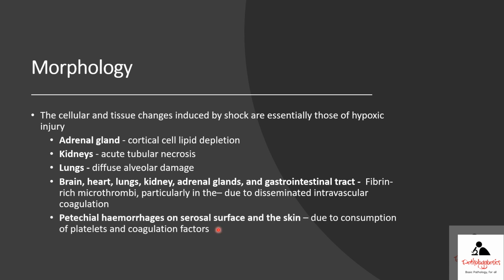Petechial hemorrhages can be seen on serosal surfaces and the skin. This is because in case of DIC, which happens after shock, there is consumption of platelets and coagulation factors, so small petechial hemorrhages are seen.